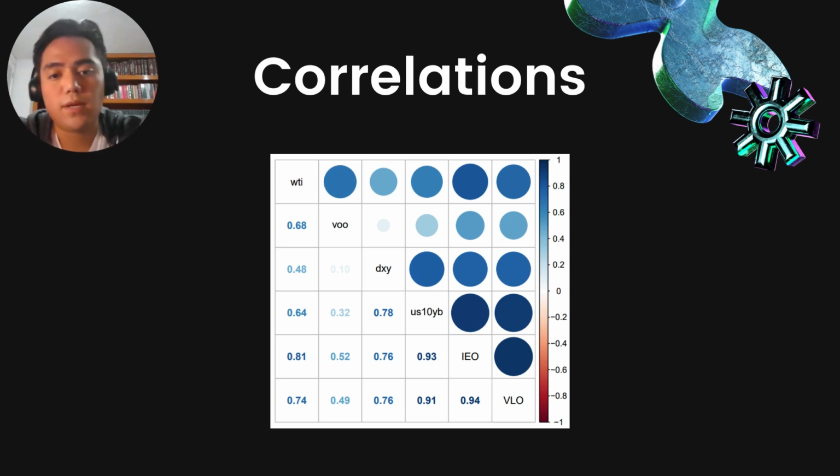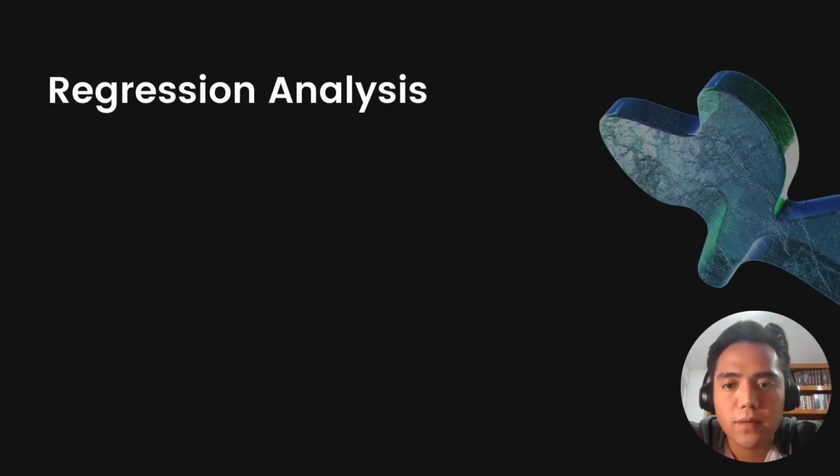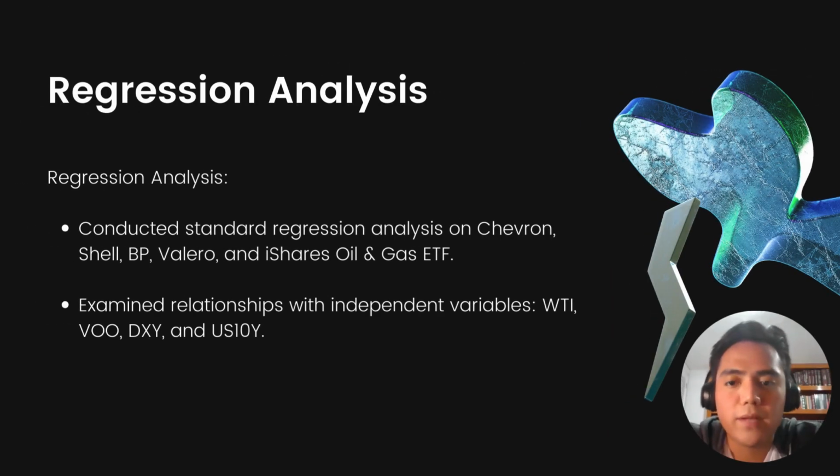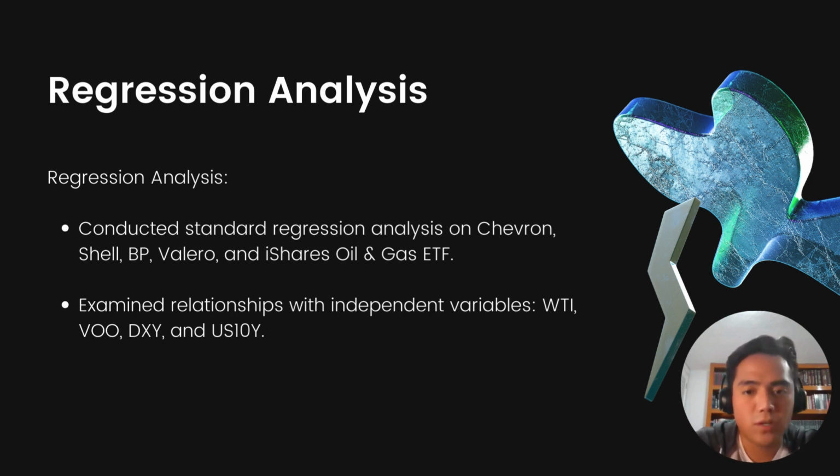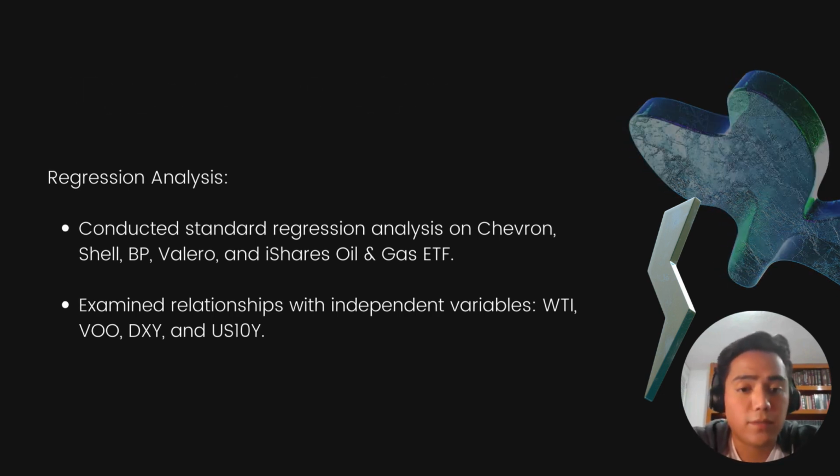and the iShares ETF. First of all, we created a regression analysis. We conducted the standard regression analysis on Chevron, Shell, BP, Valero, and the iShares oil and gas ETF, and we examined the relationships with the stocks and the independent variables we chose, which are West Texas, the Standard & Poor's 500 ETF, and the 10-year Treasury bill of the United States.